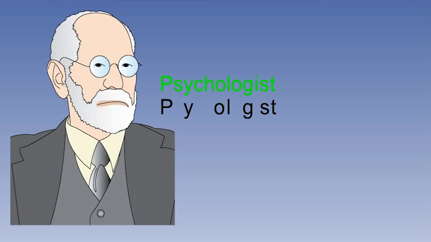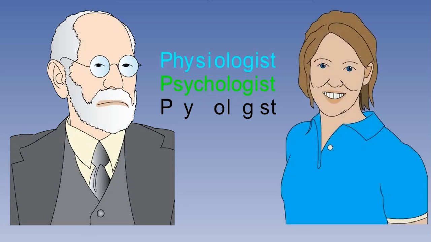For example, take the letters P, Y, O, L, G, S, T. A psychology student would probably read it as psychologist, whereas a biology student might read it as physiologist.